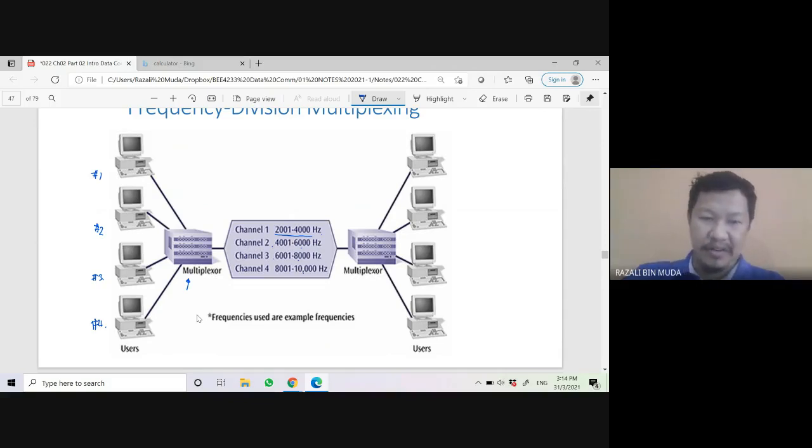All right. So the frequencies used are example frequencies. So these are just examples. So you can see how they divide the frequency for each of these devices or computers.